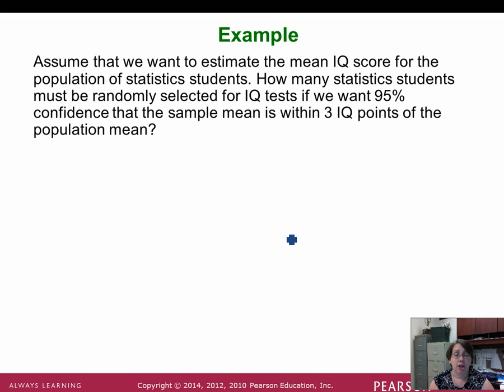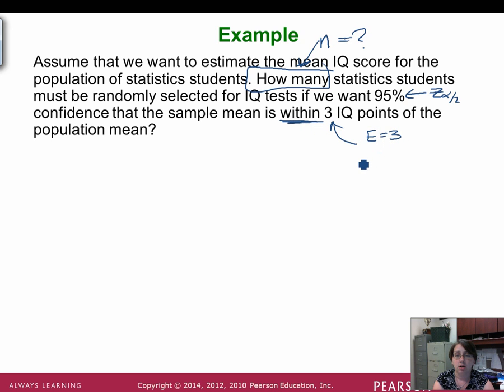Here's an example. Assume that we want to estimate the mean IQ score for the population of statistics students. How many, okay, that's your question right there. How many? So you're looking for n. How many statistics students must be randomly selected for IQ tests if we want 95% confidence that the sample mean is within 3 IQ points of the population mean? Your confidence level is how you find your z. We're going back to z, remember. This word within is a hint that you're talking about your error here. The only thing we're missing is sigma.